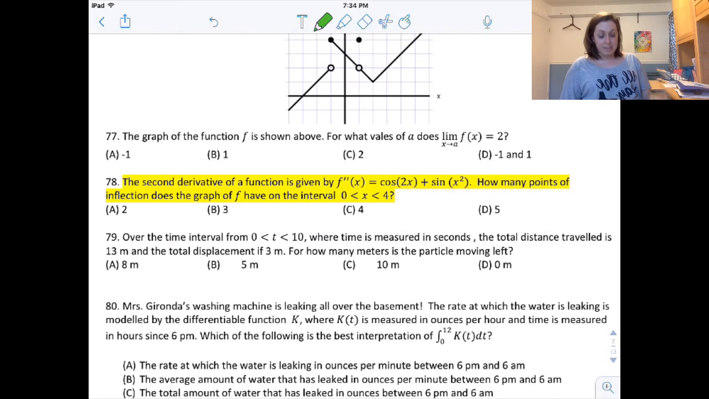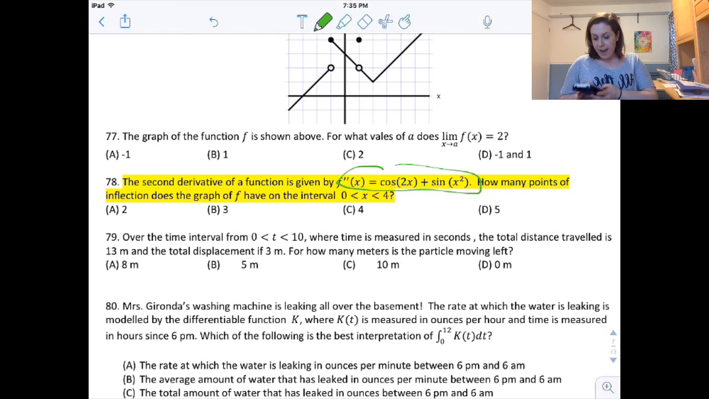The second derivative of the function is given by f double prime of x equals cos 2x plus sine x squared. How many points of inflection does the graph of f have on the interval from 0 to 4? And this is really tricky, and it's really a question of making sure you're looking at the graph well. So this is f double prime. If I want points of inflection, I want points where the second derivative actually changes signs. So this is my second derivative already. So what I'm going to do is graph that, and see where it changes signs. And I know you guys love nothing more than watching me graph on this calculator.